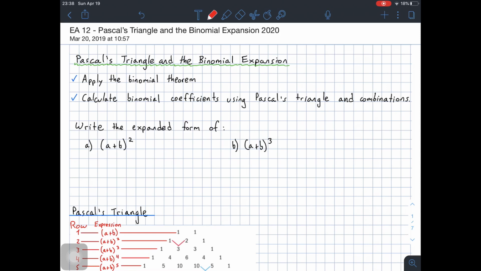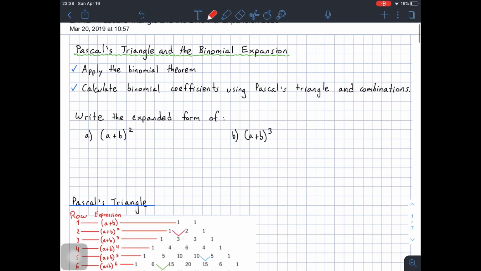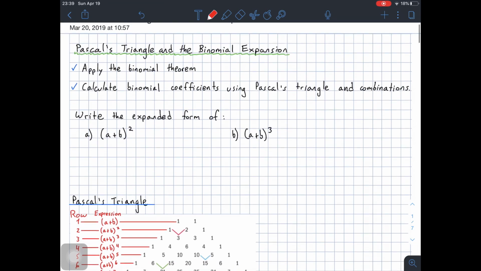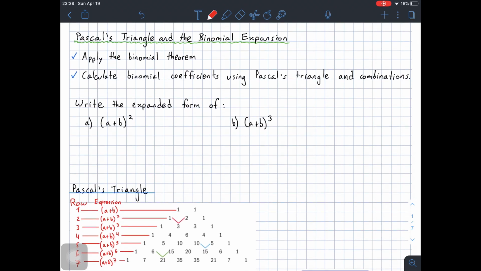Okay? This is usually a kind of difficult topic for students, so make sure you pay attention to this, because if you really understand the different concepts involved here, most of these exercises would be kind of easy, but you need to pay close attention to this. Okay, so Pascal triangle and the binomial expansion.